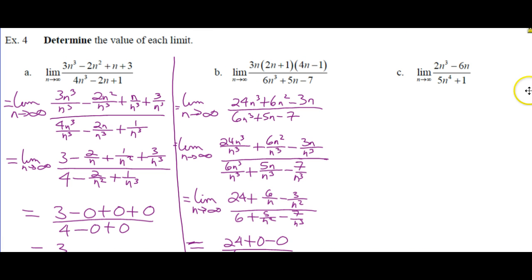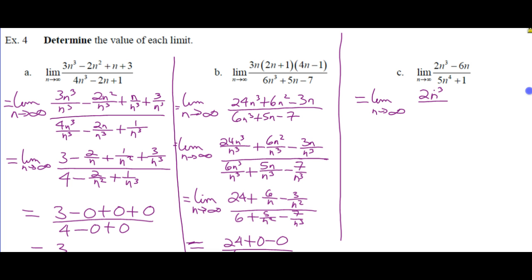One more. So what's our highest power of n? N to the fourth. So we're going to divide everything by n to the fourth, right? The limit. Oh, first off, what is this? Any ideas? What's it going to work out to? 0. Yeah. Okay.